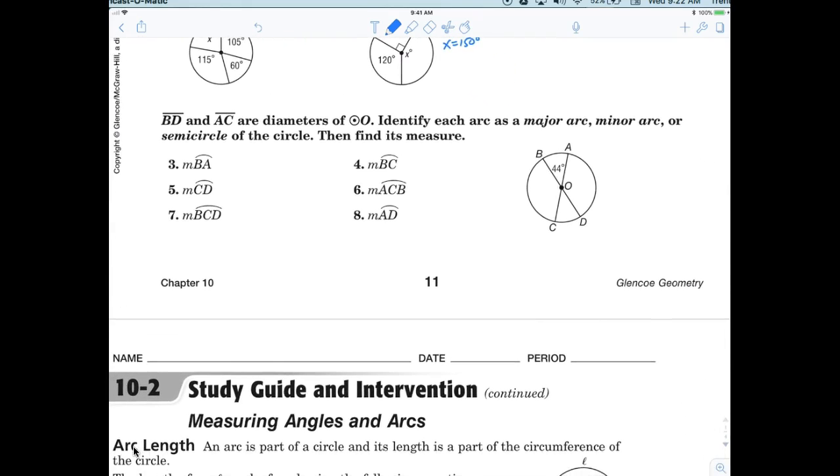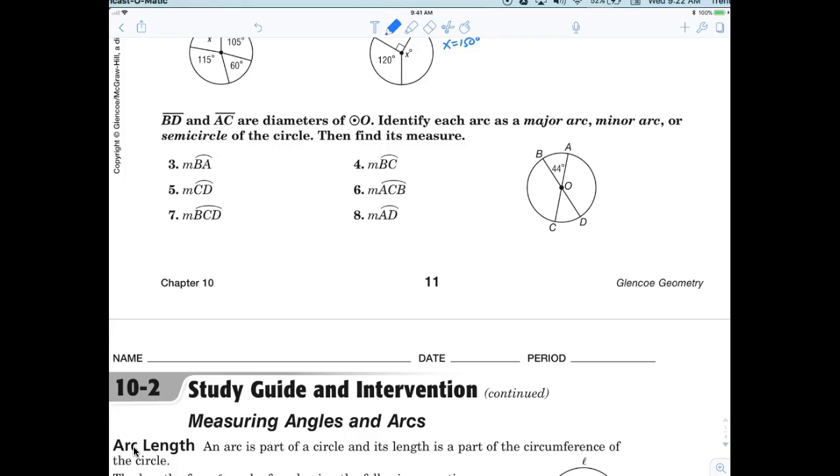Now here we go. BD and AC are diameters of circle O. Identify each as major, minor, or semicircle. So BA is what? Minor. BC, minor. Now let me explain to you. It has to be minor.